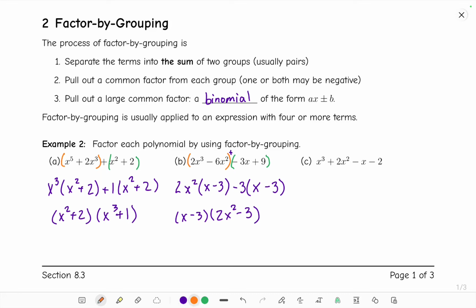C, x cubed plus 2x squared minus x minus 2. So again, I'm going to group it like this, with the little plus sign in between. So the first, x cubed plus 2x squared, we can take an x squared out. We're left with x plus 2. And then the second one, we can take a negative 1 out. And we're left with x plus 2. Then we can take the x plus 2 out. And then we're left with x squared minus 1.